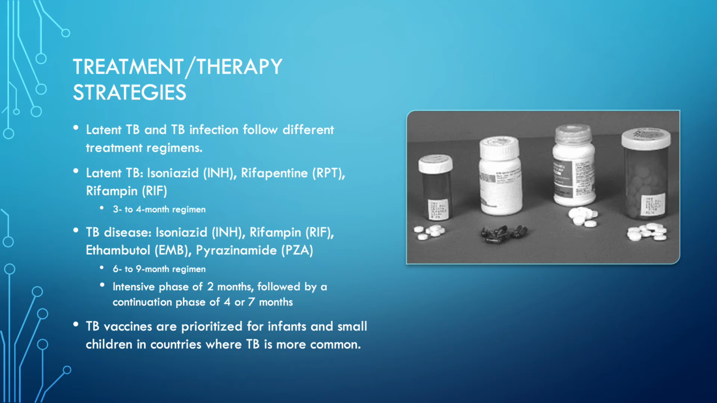Regardless of if the patient is diagnosed with latent TB or TB disease, it is almost always treated with what is referred to as an antimicrobial cocktail. For latent TB, approved medications include isoniazid, rifapentine, and rifampin. These medications are given throughout a 3 to 4 month period, which allows a specific regimen that is recommended for each individual by their care provider.